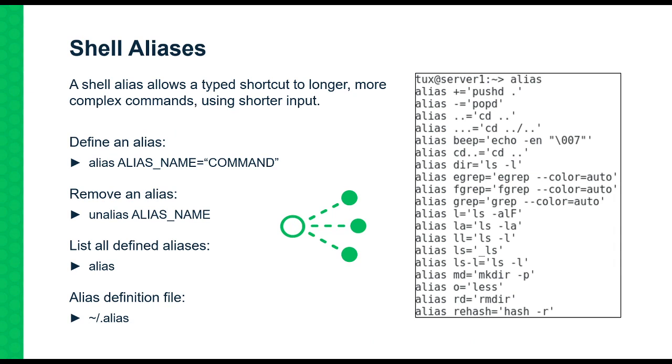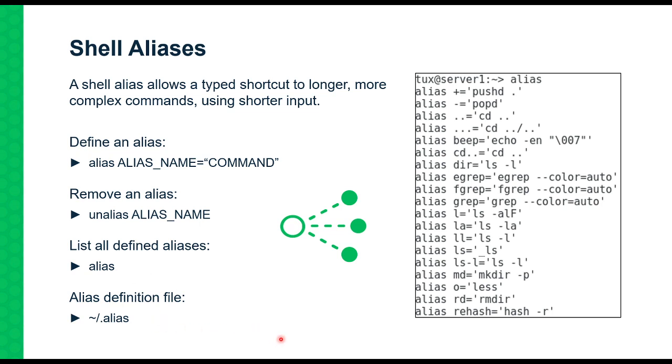Taking a deeper look into aliases. We already know that a shell alias is there to create a shorter name. The alias command we can use is alias with a unique alias name, equals, and then the command that we want to run. This command must be in inverted commas to work. To remove an alias, we use the unalias command and then the alias that we have created. To list all defined aliases, we use the alias command. Our alias definition file is located in .alias.